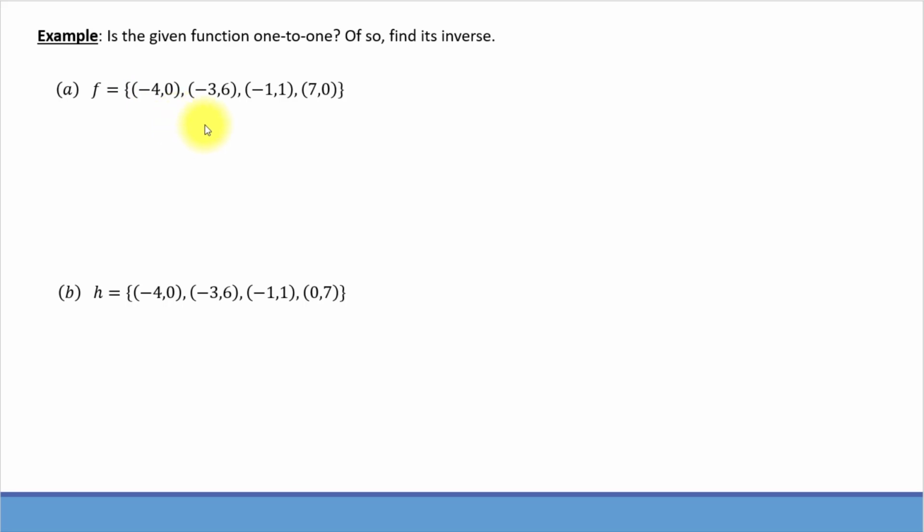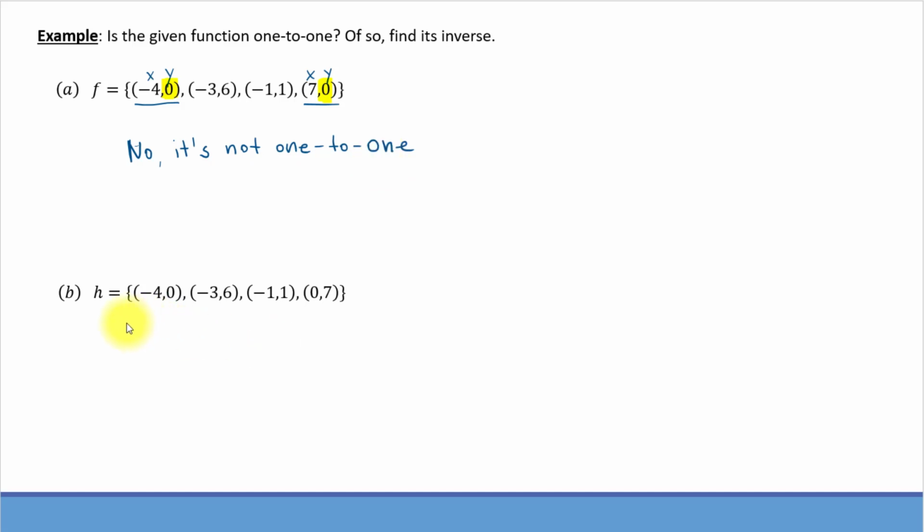The answer is no. Notice in the first ordered pair, we have input -4 and output 0. And in the last ordered pair, we have input 7 and output 0 again. So basically, there is an output 0 that has two corresponding inputs, -4 and 7. So the answer is no, the function is not one-to-one. And therefore, we're not going to attempt to find its inverse.